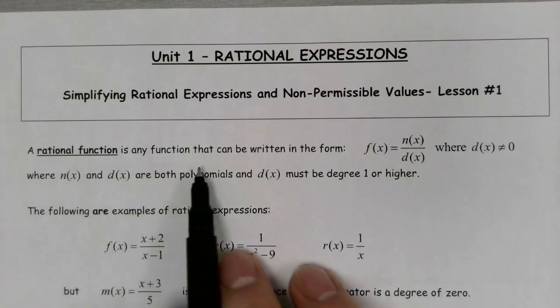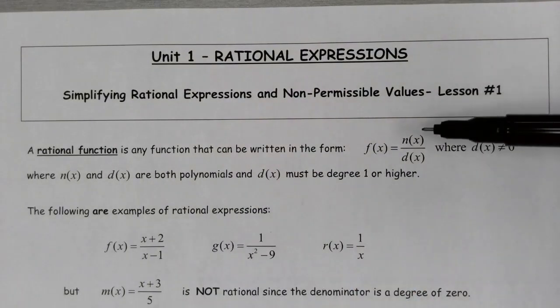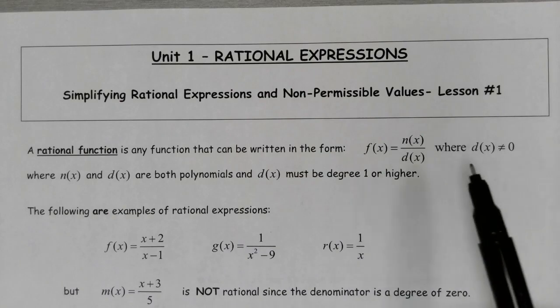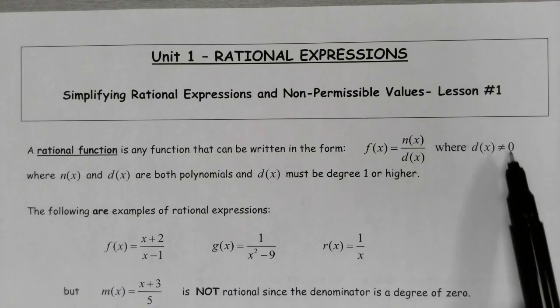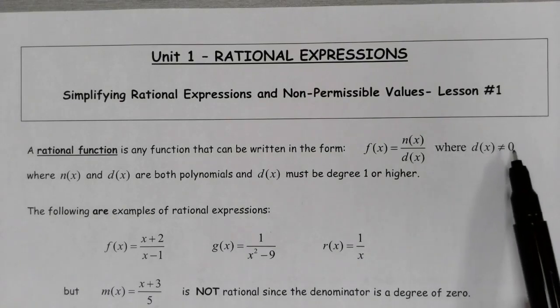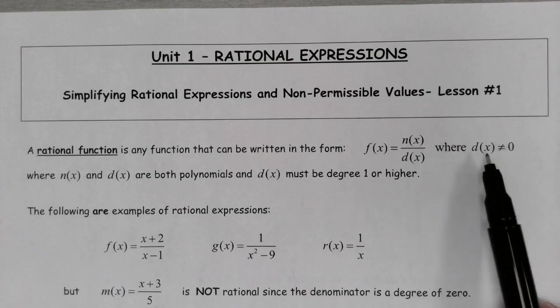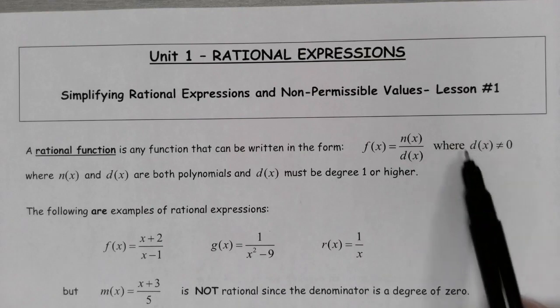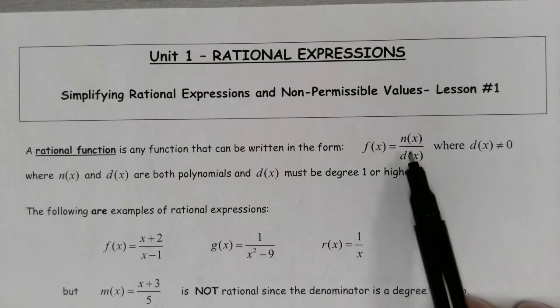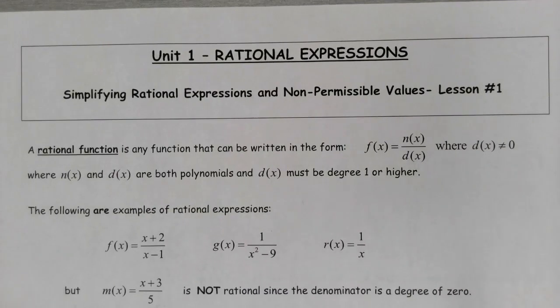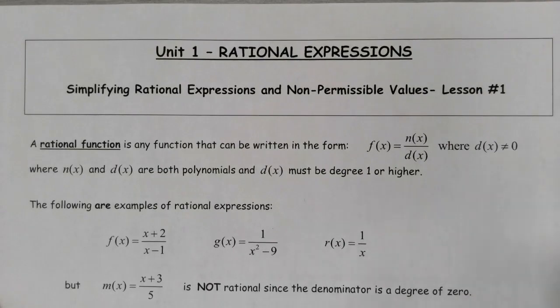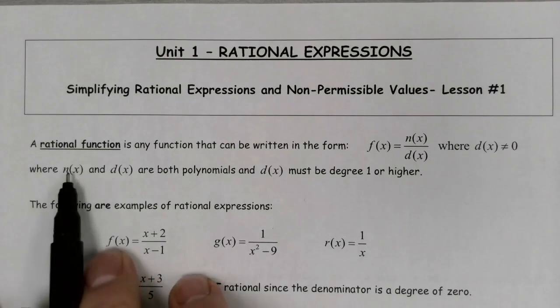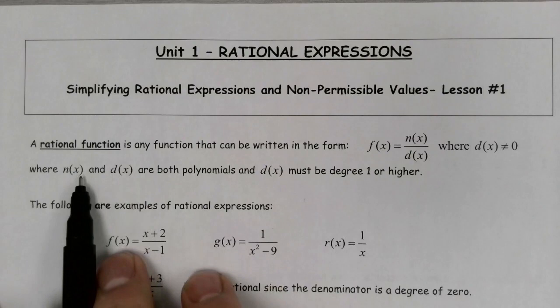A rational function is any function that can be written in the form n of x over d of x, specifically where d of x cannot equal 0. We're not going to allow that value to equal 0. Notice that I'm not saying that x can't be 0. x could be 0, as long as the value of the entire expression in the denominator isn't 0, because division by 0 is not defined. So n and d are both going to be functions of x.